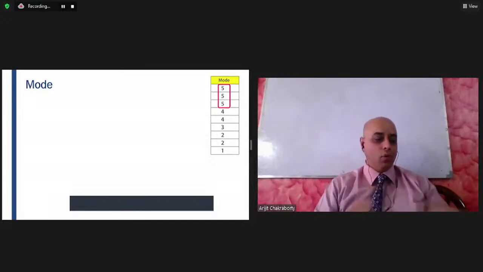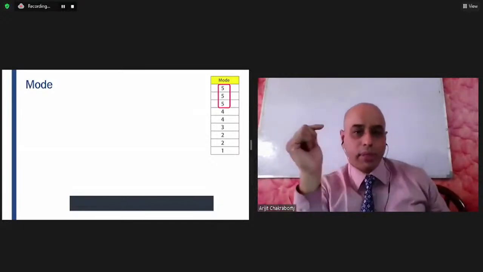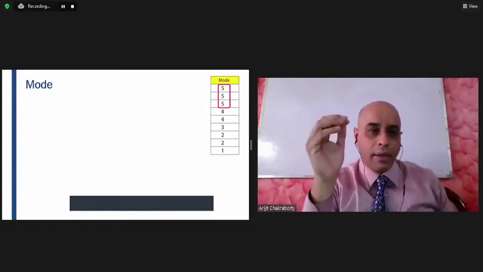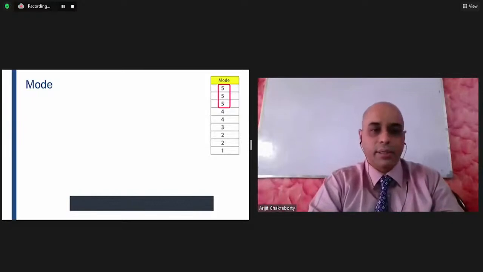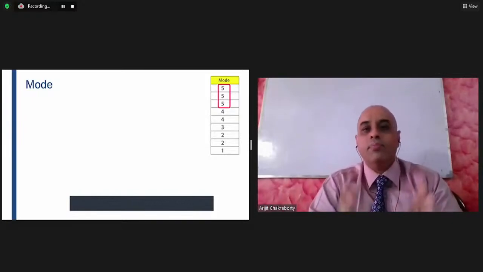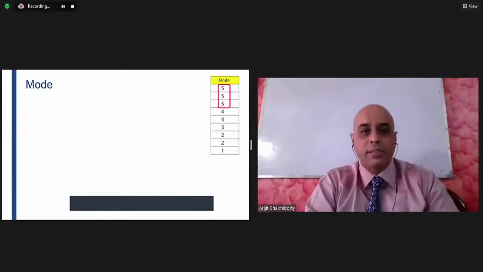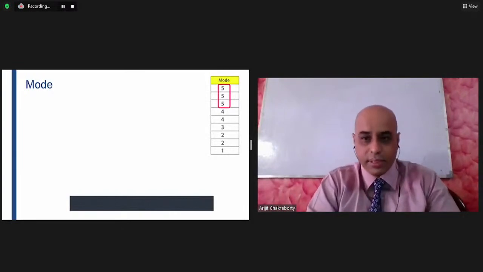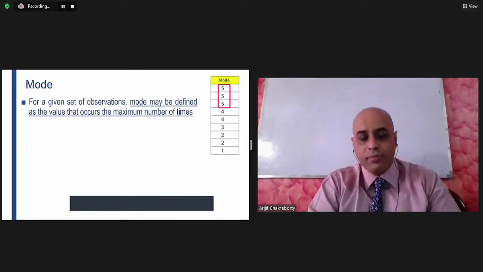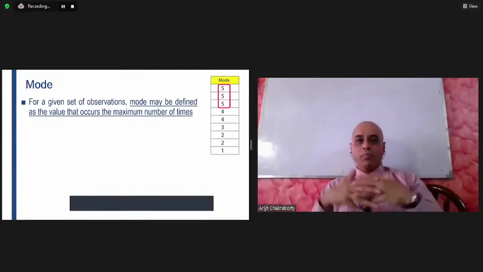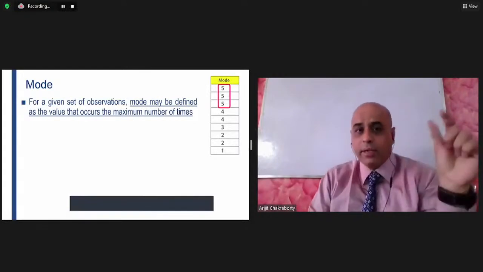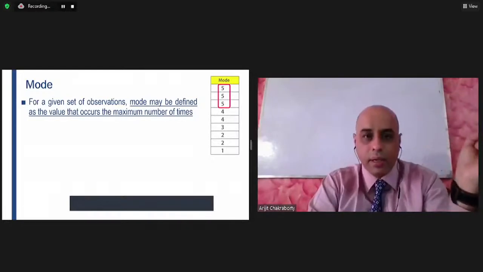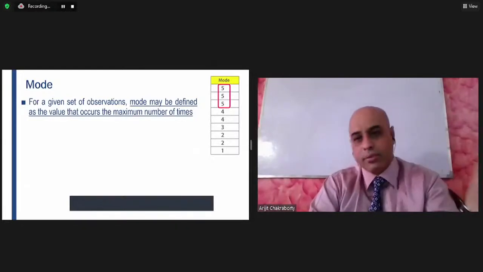Now let us move into mode. Once again, good afternoon to all of you who have joined in. Now let us start with our technical discussion in today's session. So mode. Mode means that particular number which has the highest frequency. For a given set of observations, mode means that value which occurs the maximum number of times. That means that variable which has the maximum frequency.